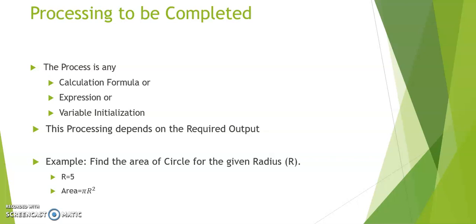Example: find the area of circle for the given radius. In this problem, what process is to be completed? Here we assign a static value of 5 to the radius, as the problem says find the area of circle for the given radius. So this is the given radius of 5, which is assigned or initialized to a variable to use the radius in the calculation, and the second process is the actual calculation to find the area of circle with the formula pi r square.